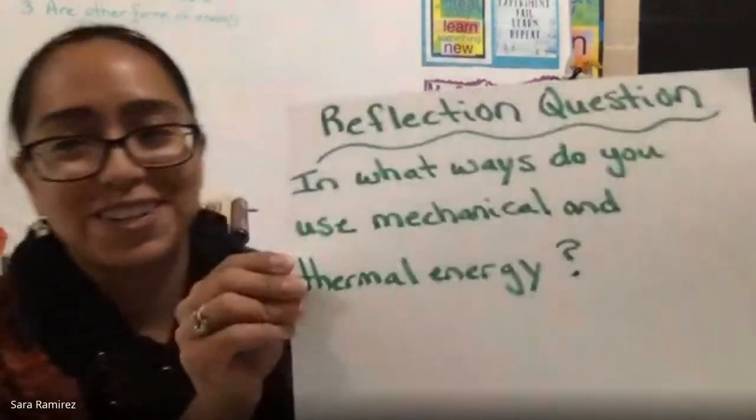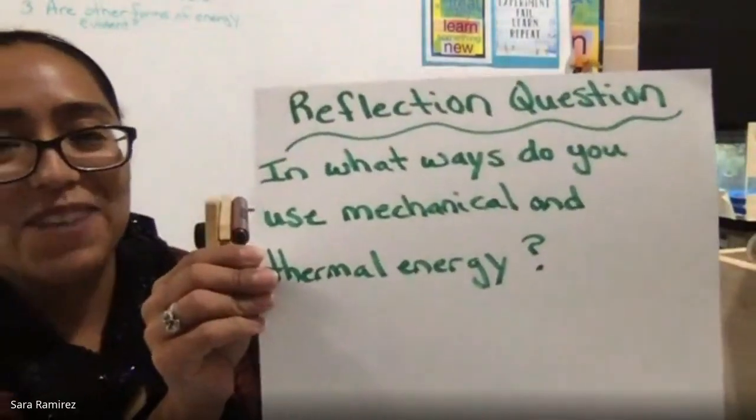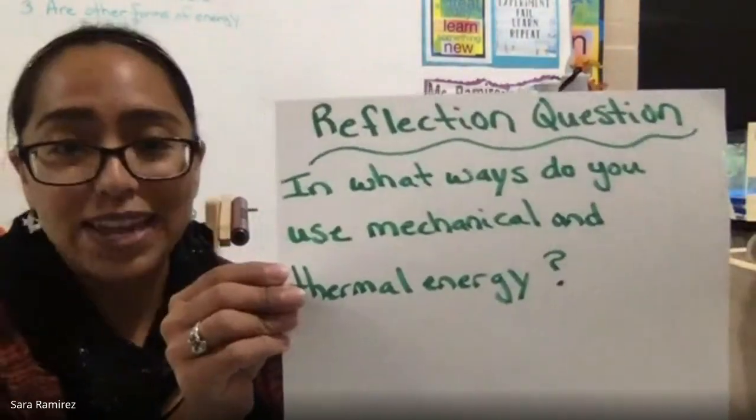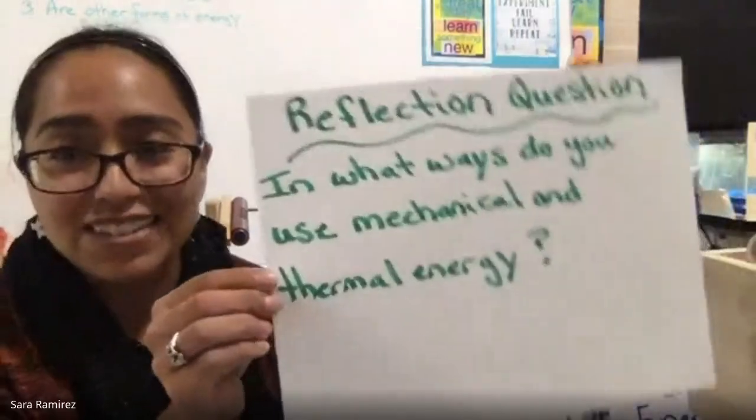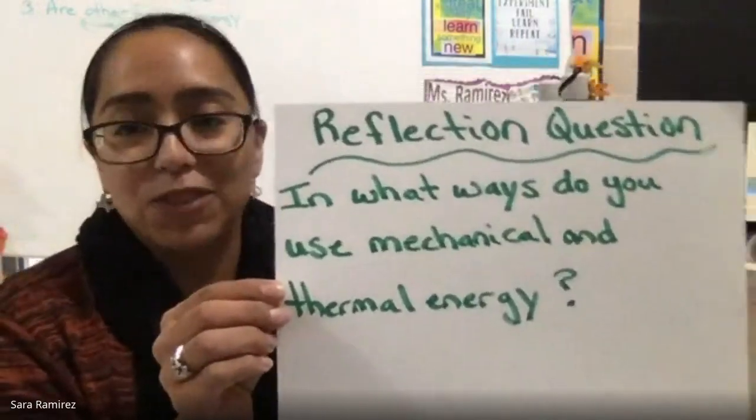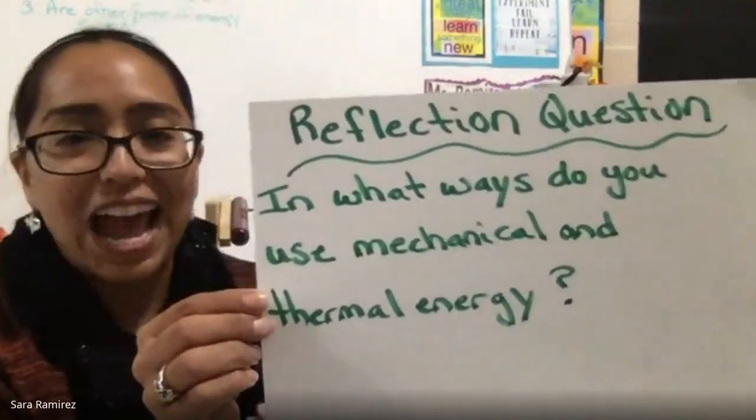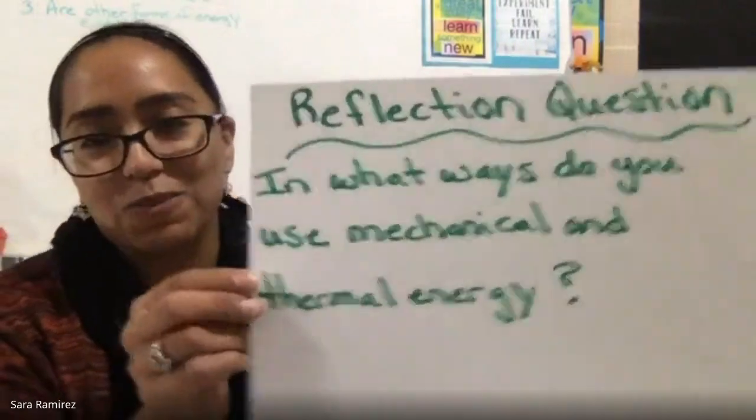But those are the three main ways that heat can be transferred: through conduction or touching, through convection, and through radiation. And before we go, I have a quick reflection question for you guys. I want you to think about, in what ways do you use mechanical and thermal energy? So think about the things that you've done so far this morning. How have you used mechanical and thermal energy? And we're going to go ahead and give it back to Mr. Broughton to answer any questions.